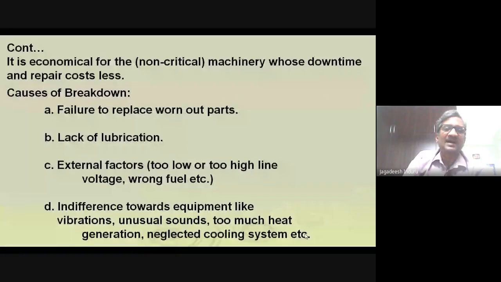Or external factors like too high voltage or too high line, that is the reason we have uninterrupted power supply, and you have got a power backup everywhere to prevent this effect by adding a stabilizer. So these are all the things which, if not done, will result in a breakdown. Interferences to the equipment like vibrations and unusual signs, whenever the equipment is not producing in a regular manner. If it is not bothered about, then the system may break down after a particular period of time.